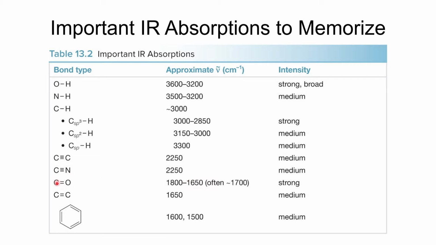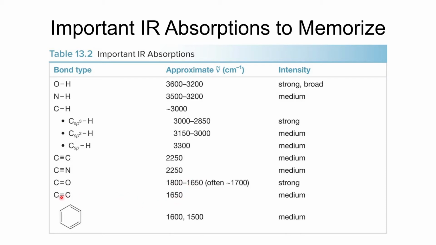Carbonyls are very distinctive because they're very strong absorptions. They often look very characteristic, and they range from about 1800 to 1650, often close to 1700. And a little bit later, we'll be able to tell the difference between something like an amide and a ketone based on these absorptions, which is very, very convenient.